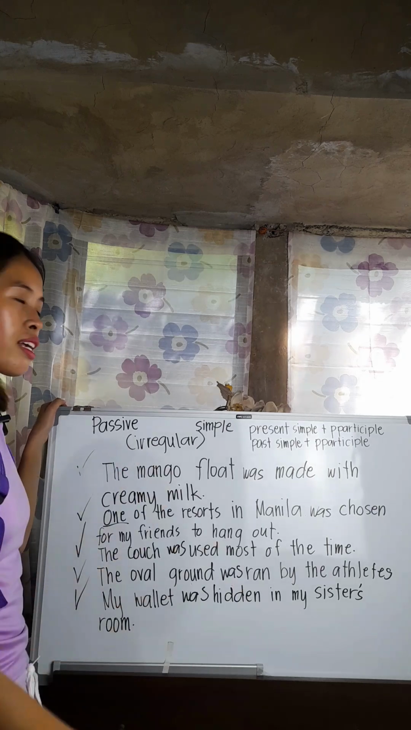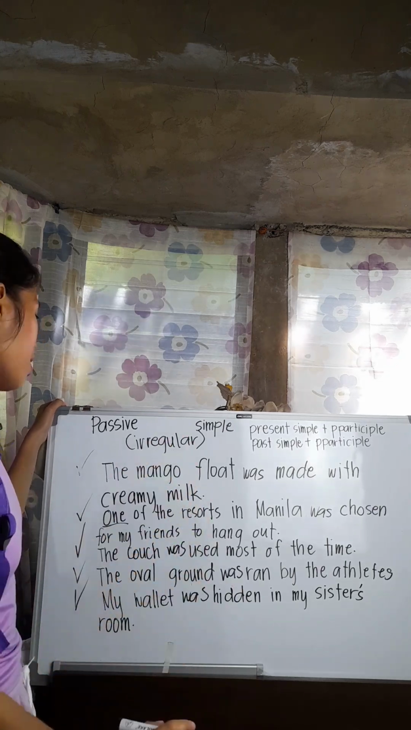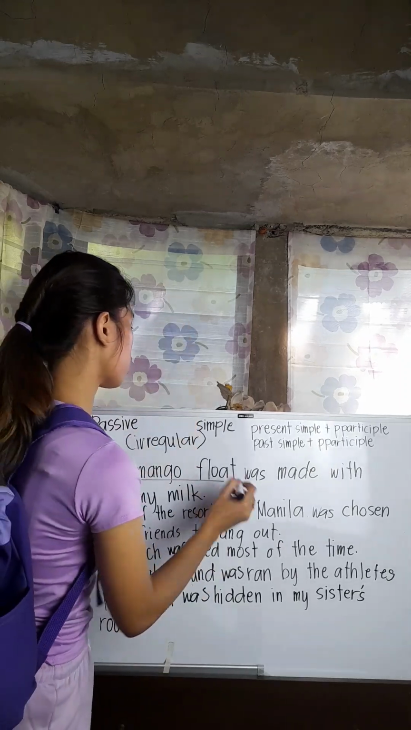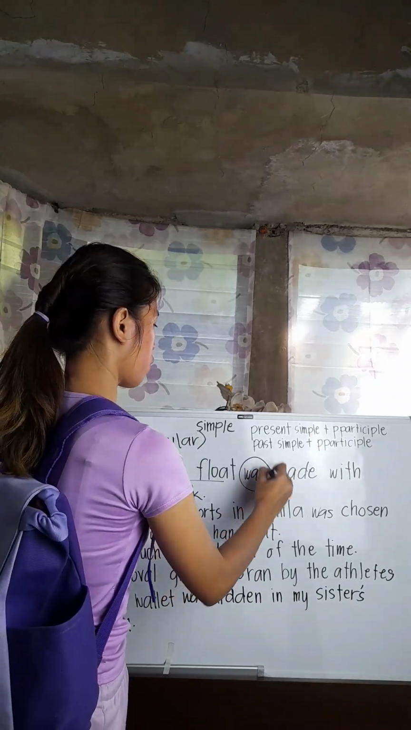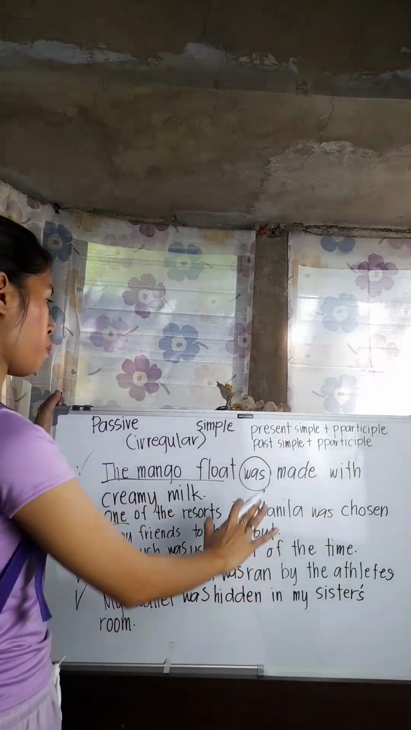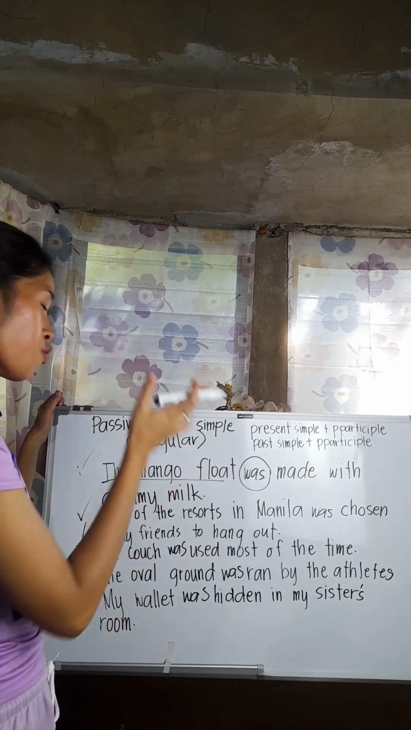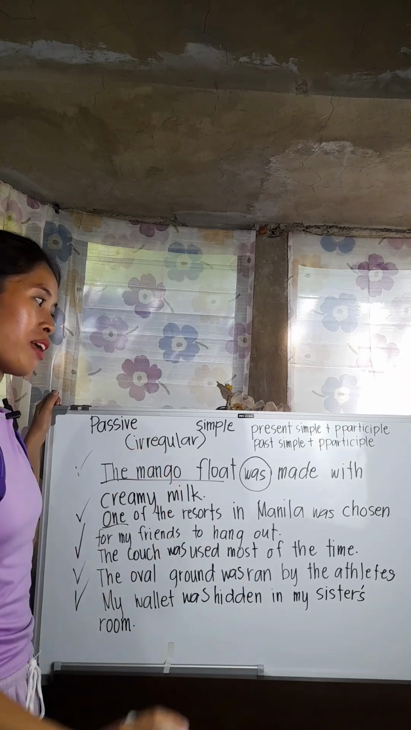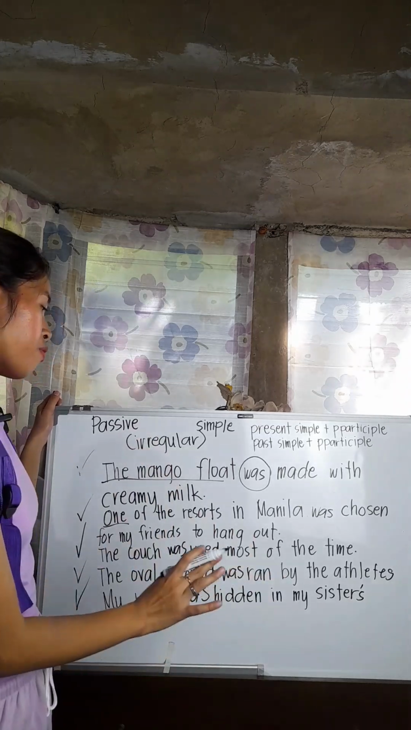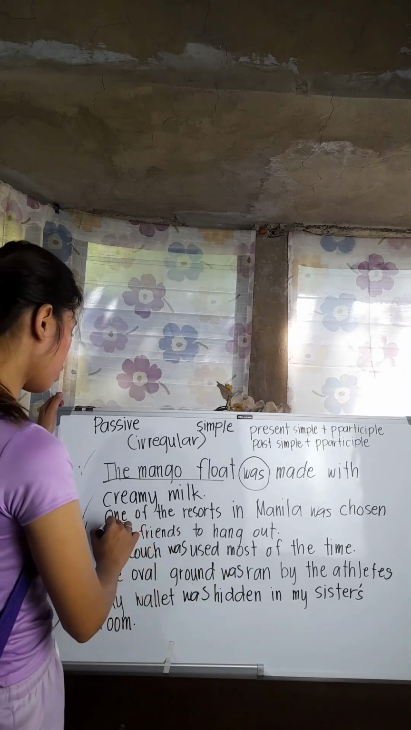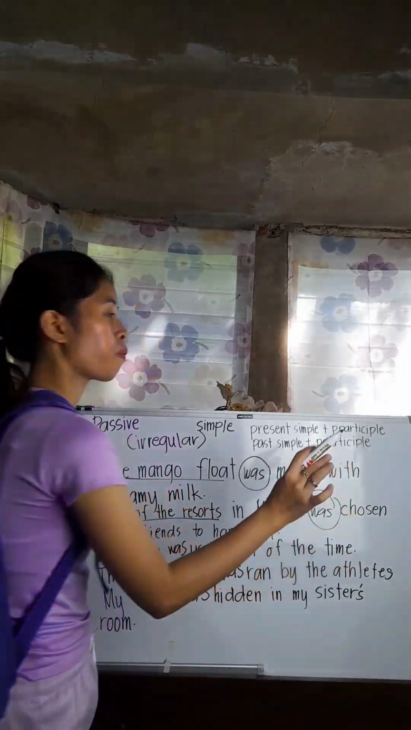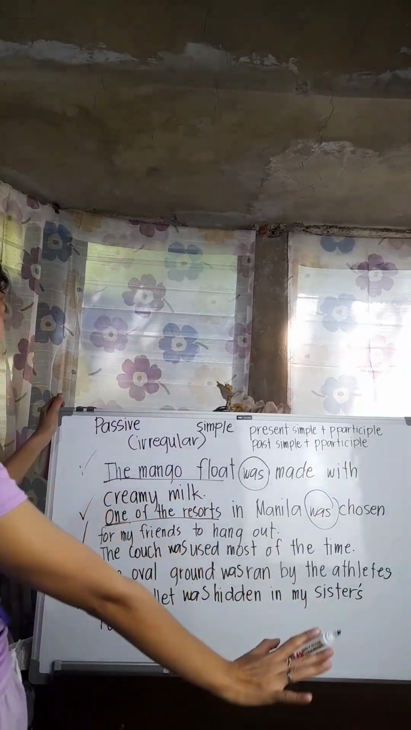Okay, for the first sentence, the mango float was made with creamy milk. The subject, the mango float. The past simple here is the word was, and the past participle is the word made. For the second sentence, one of the resorts in Manila was chosen for my friends to hang out. Subject, one of the resorts. Past simple was, and the past participle is chosen.